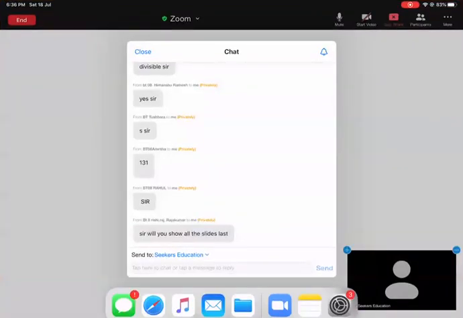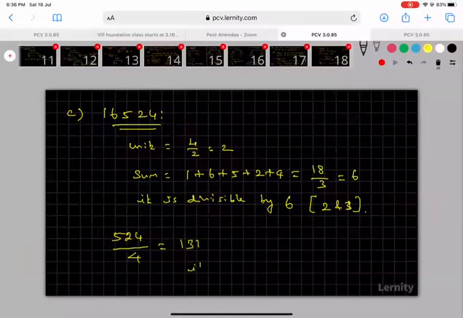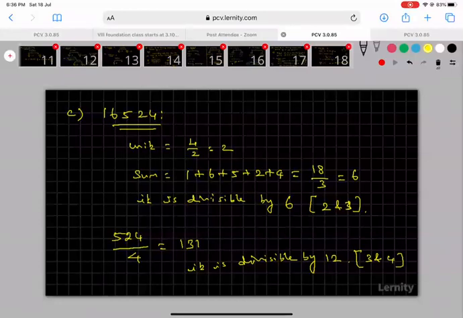131. Okay, 131. So it is divisible by 12, because 3 and 4 are satisfying. Okay, 3 and 4 are satisfying. So this is also not an answer.